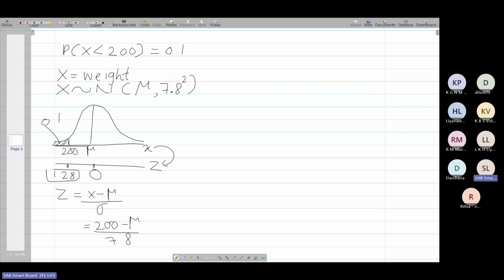Then the other thing is, this is the left hand side of the 0. The sign is what, minus or positive? Minus. 0 is there, no? On the number line, left side and right side of the 0. Here, our side is the left hand side, so these are the negative ones. Then we put minus here. Then the Z value is minus 1.28.